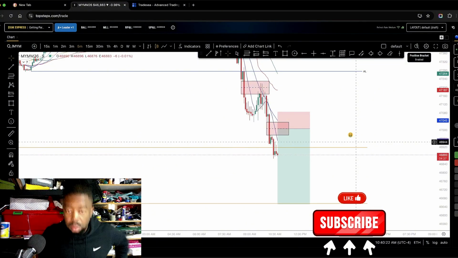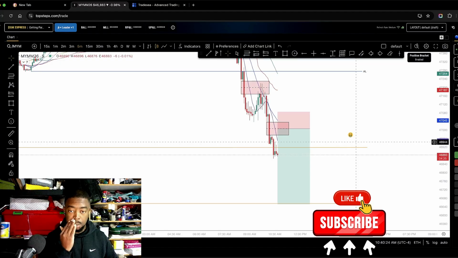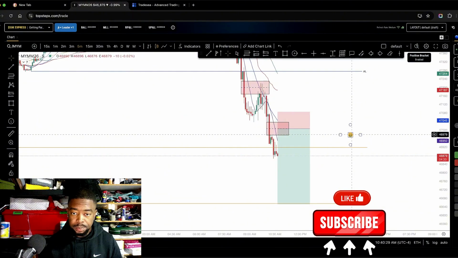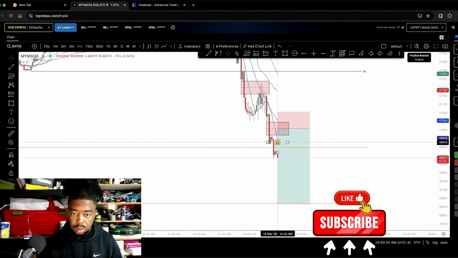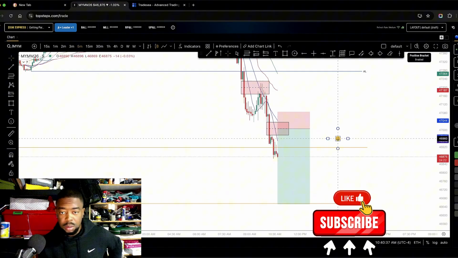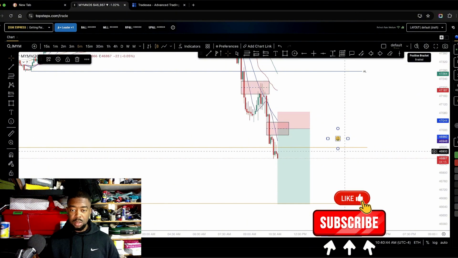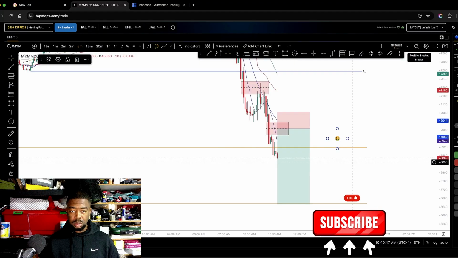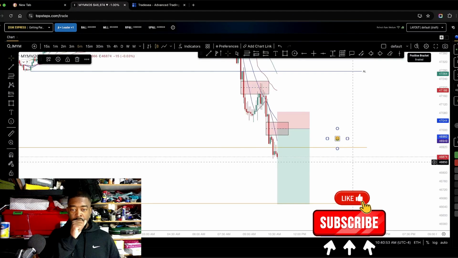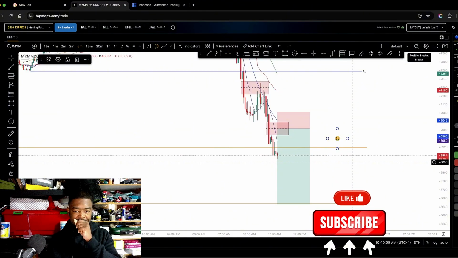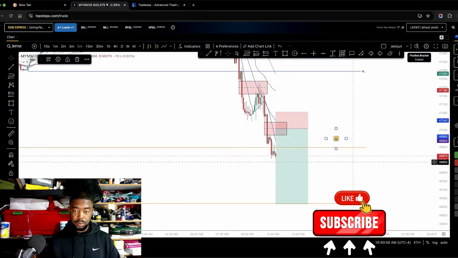I'm back. Looks like we didn't get that push up. Then we got this 9 EMA that just dipped down. Whew. That means we might not be utilizing that gap yet. But let's see.